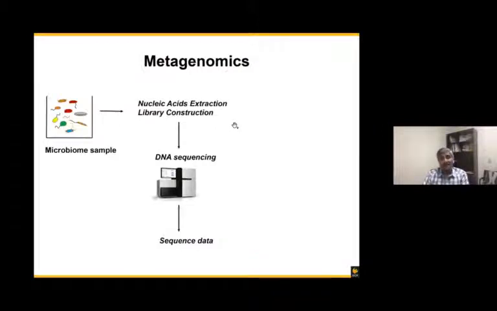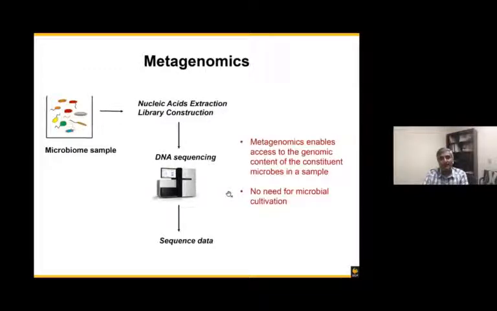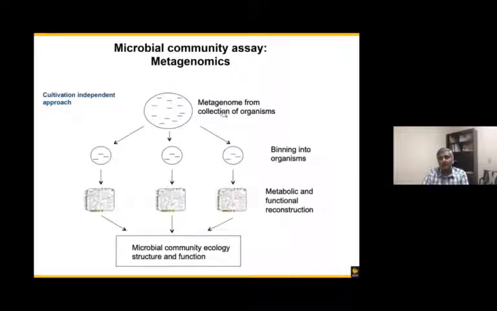Metagenomics, on the other hand, as a paradigm is actually quite simple. You have a sample, extract the DNA, sequence it, and then you get access to the genomic content of all the constituent microbes. And really, there's no need for cultivation of these microbes. At a high level, you have a bunch of sequencing reads generated from the samples, and one of the goals is to bin or identify where each of these reads comes from.